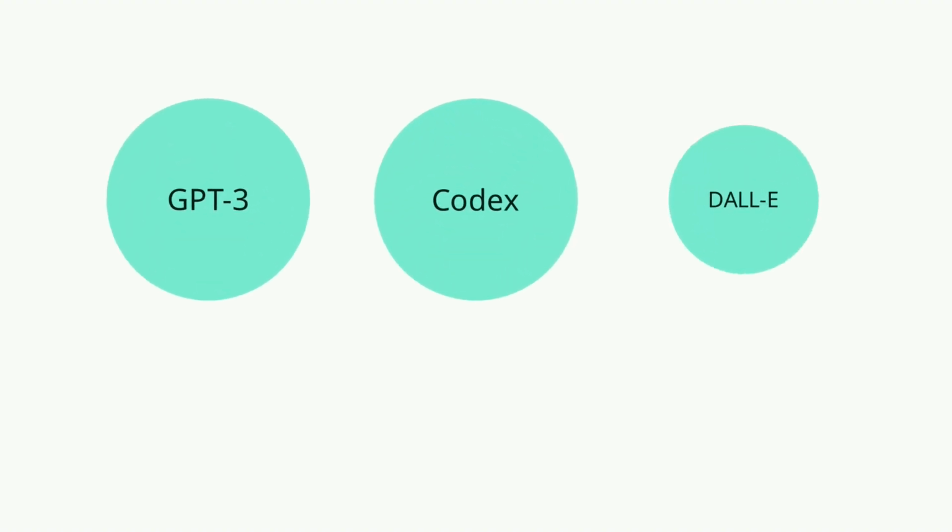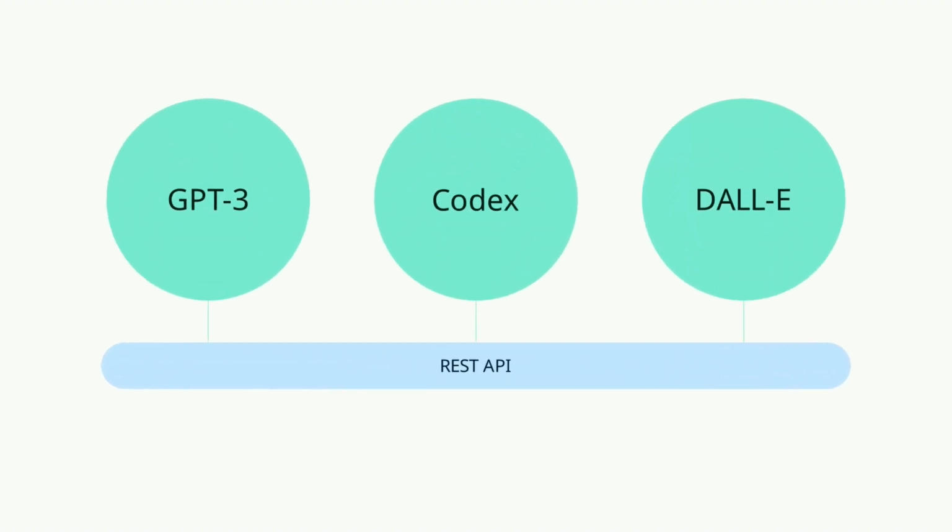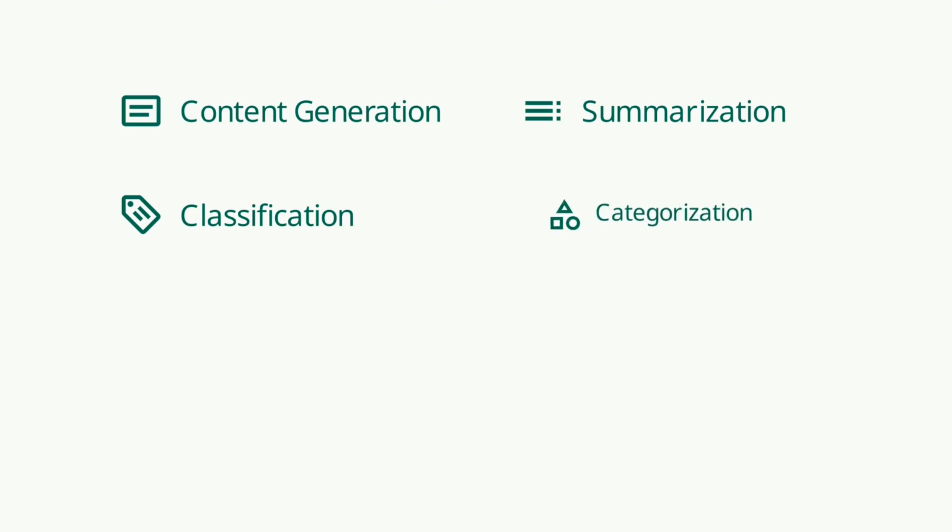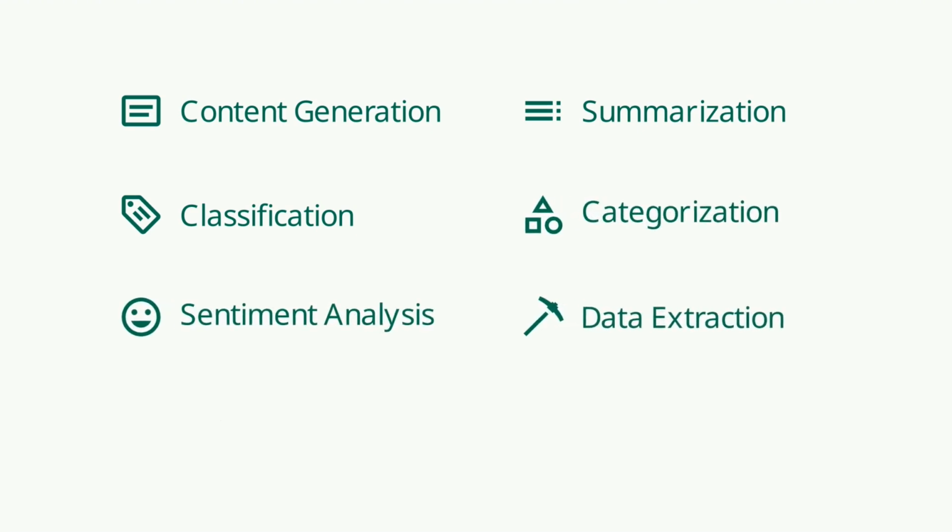OpenAI has trained cutting-edge language models that are very good at understanding and generating text. Their APIs provide access to these models, and they can be used to solve virtually any language processing task. Some of the fundamental features of OpenAI APIs are content generation, summarization, classification, categorization and sentiment analysis, data extraction, and translation.